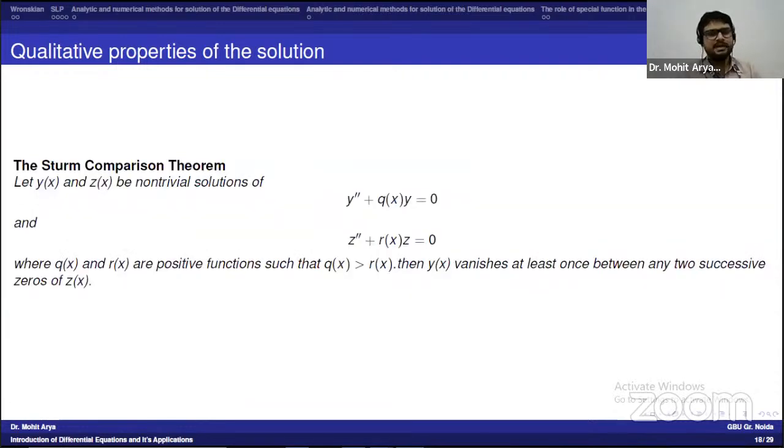Next, Sturm comparison theorem. If we have two differential equations, one in y and the second in z, where q and r are positive functions such that q is greater than r, then y(x) vanishes at least once between any two successive zeros of z(x).